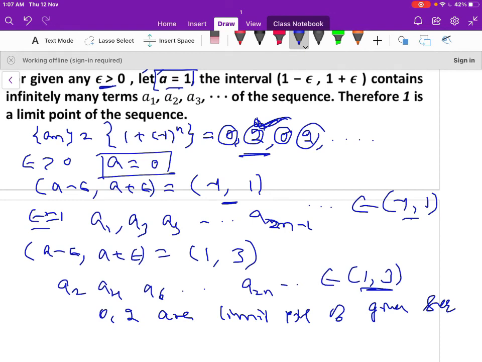Let us check a equal to minus 1. Let us construct the interval. Here a is minus 1. Let us take again epsilon equal to 1. Minus 1 minus 1 is minus 2 comma minus 1 plus 1, that is 0. Again, minus 2 comma 0 is an open interval. So no terms of the sequence belong to the interval minus 2 comma 0. Therefore minus 1 is not a limit point of the sequence.